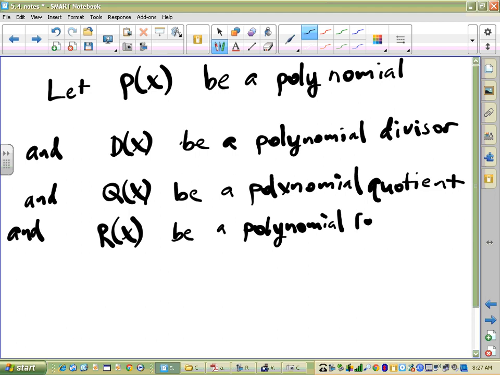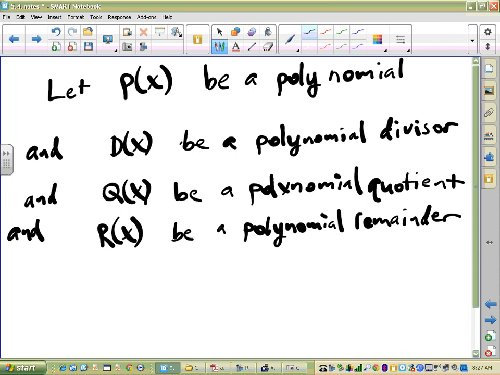remainder. I know this all seems really weird, but we're going to be using abstraction here in a second, and that's just how algebra does. It's just so we can cover the general case. P of x is a polynomial, and I probably could have said it's a polynomial dividend because we're going to be dividing it. So we have a polynomial, we're going to divide it by a divisor, we're going to get a quotient, we're going to get a remainder.